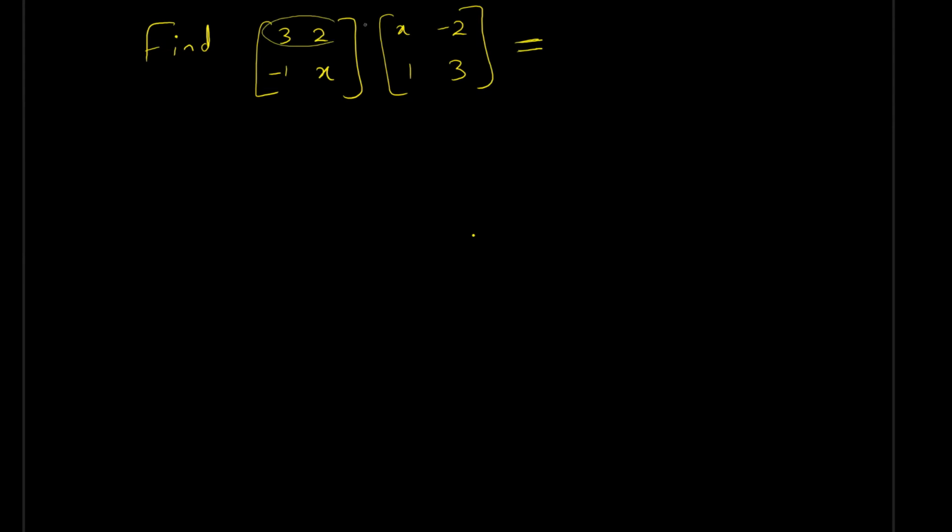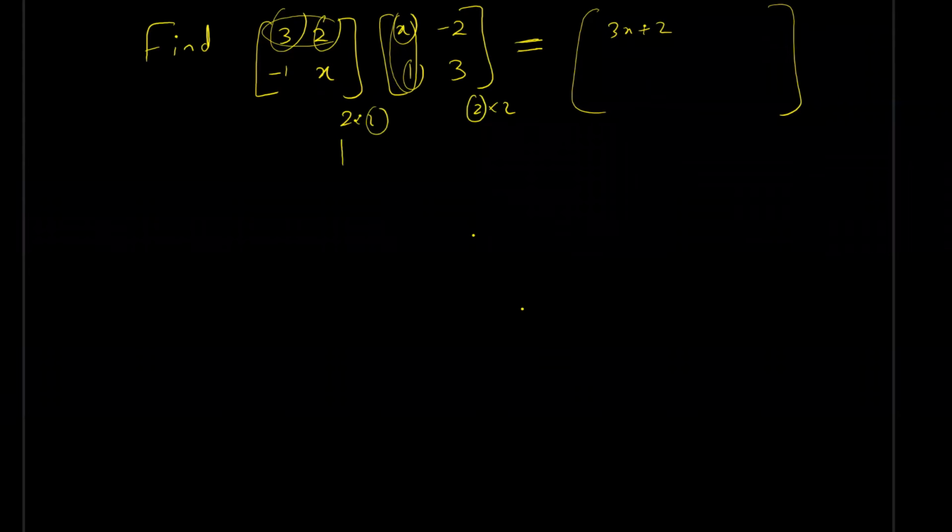Now, first row with first column, this is the order. So we get 3x plus 2, because this number with this and this number with this, and then you add them. That's how you multiply. And this is 2 by 2, this is 2 by 2. And yes, these two numbers agree, and the resulting matrix is given by those two corner numbers. So that's going to be again 2 by 2.